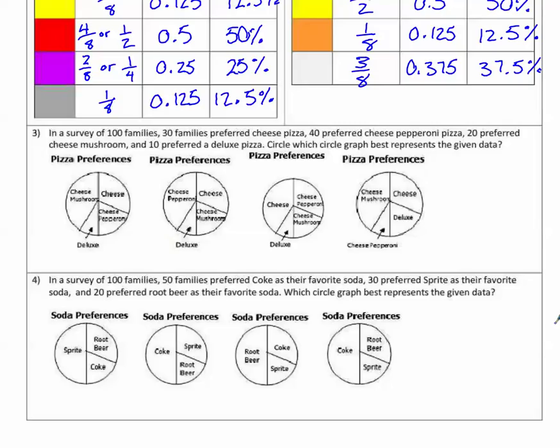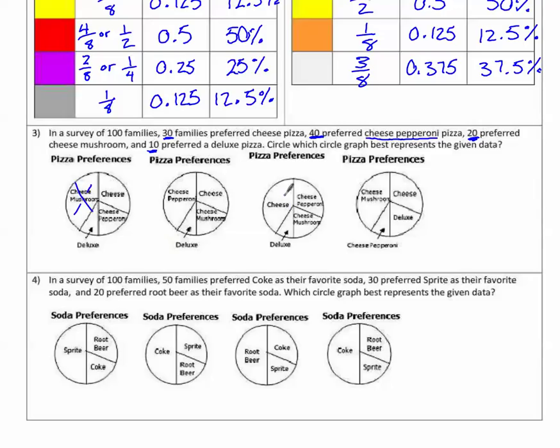So there's 100 families, so that means the circle graph's out of 100. I know the biggest slice should be 40, because I have 30, 40, 20, and 10. The biggest slice is 40, and that's cheese pepperoni pizza. So the easiest way to do that, come down to your circles. Find the biggest pie slice. Cheese mushroom is the biggest? I don't think so. Cheese pepperoni is the biggest.